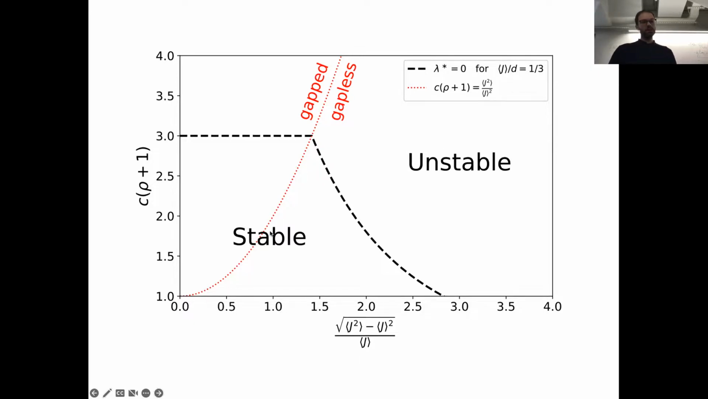So how you can read this is, for instance, if you increase the connectivity, then you can become unstable. If you increase the variance of the couplings, you also can get unstable. That's how you can read this phase diagram.